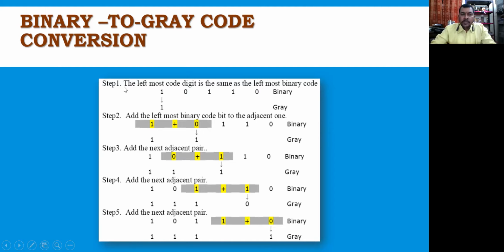So the first step is the leftmost gray code digit is the same as the leftmost binary code digit. Whatever binary number we have, this is a binary number, 10110, and this is to be converted into gray code. So how are you going to convert that? These are the steps to follow. The most significant bit, that is the MSB of the binary code, is taken as it is.